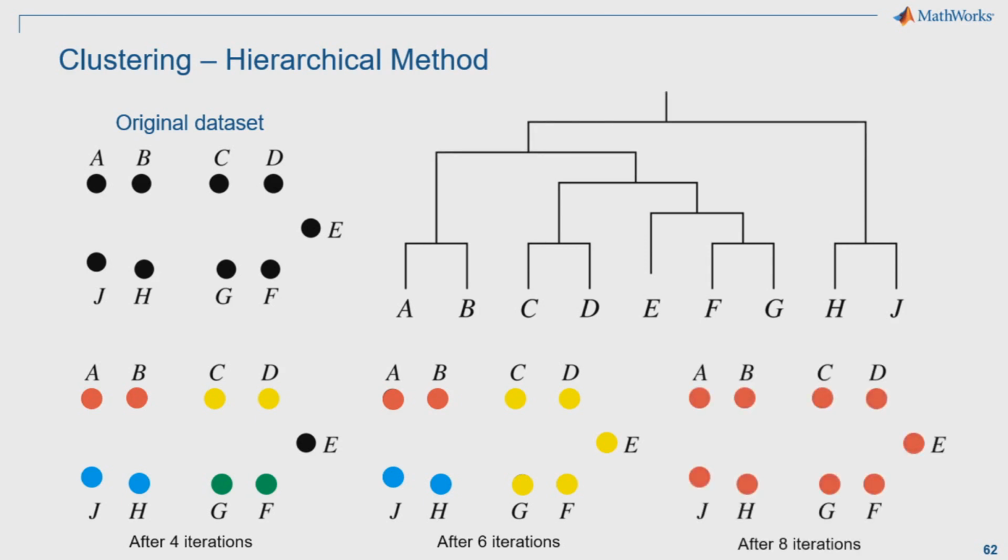And finally, if you keep going, this would be, of course, the result. You keep merging clusters based on a distance metric until you achieve a unique cluster. And when you achieve a unique cluster, you arrive at the root of this dendrogram flowchart.